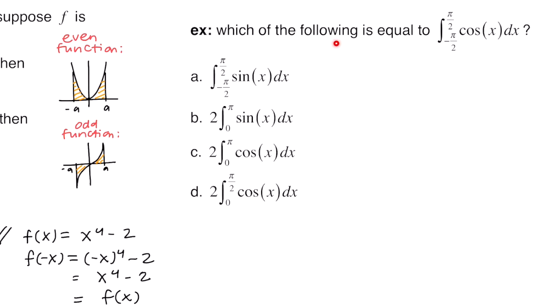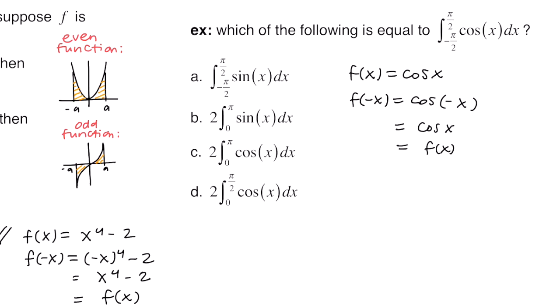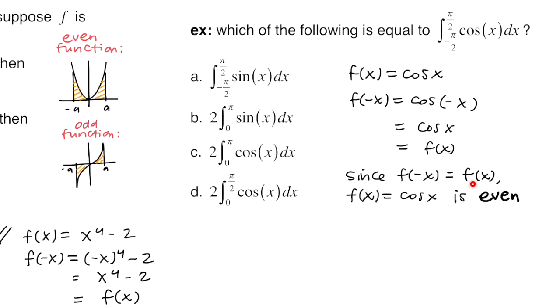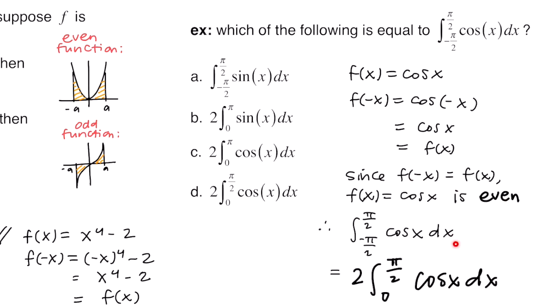This example says, which of the following is equal to the integral from -π/2 to +π/2 of cosine of x dx? So first I want to look at the function, f of x is equal to cosine of x. So when we plug in -x for x, we get cosine of -x. And cosine is an even function, so this is just going to be equal to cosine of x, which is the original function f of x. So since f of negative x equals f of x, then f is an even function. Therefore, the original definite integral is equal to 2 times the integral from 0 to pi over 2 of cosine of x dx. So our answer is D.